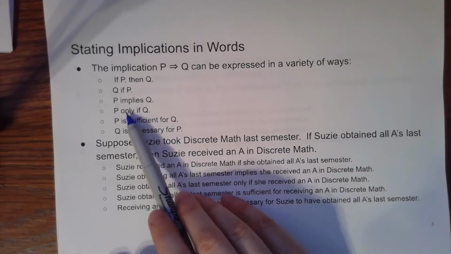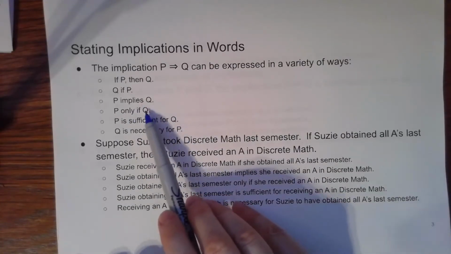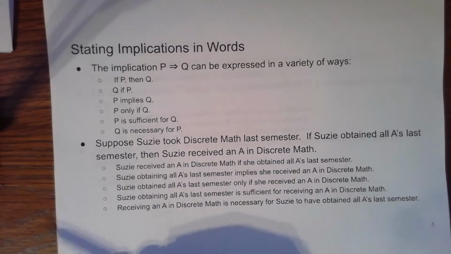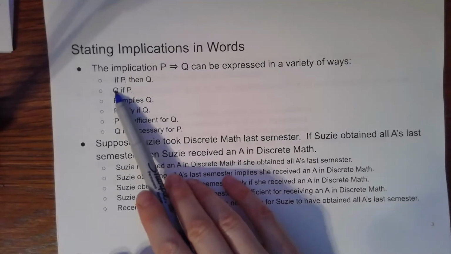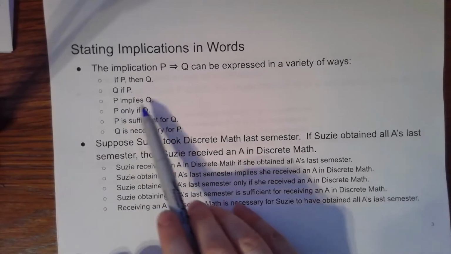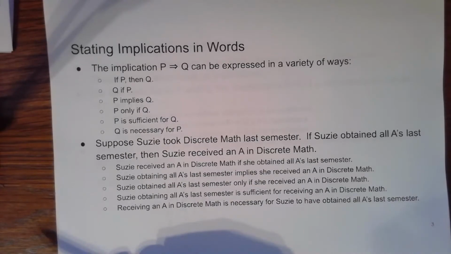If we have only if, the conclusion comes after the only if. Okay, so notice the distinction between those two. Those can easily get mixed up. We want to make sure, like here, the conclusion comes first, then the hypothesis. When it's only if, the hypothesis is first, conclusion is next.